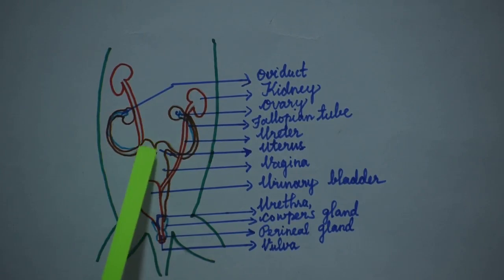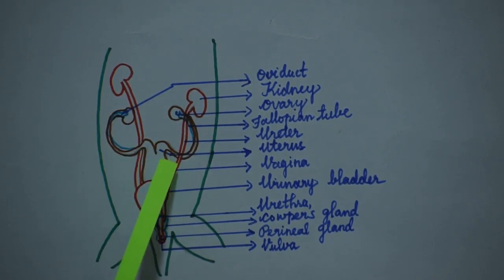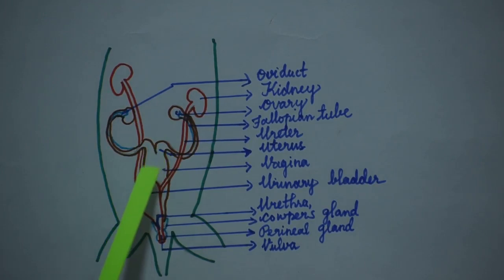The uterus joins together to form the vagina. It's a median tube. The vagina and the urinary bladder join to form a common duct called vestibule. When the vestibule runs backward, it passes into the vulva.